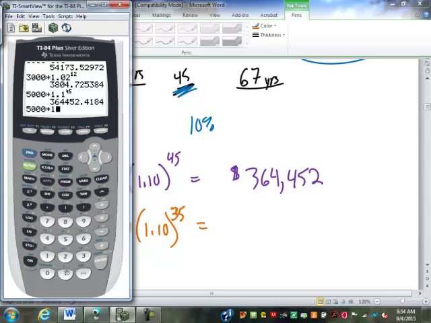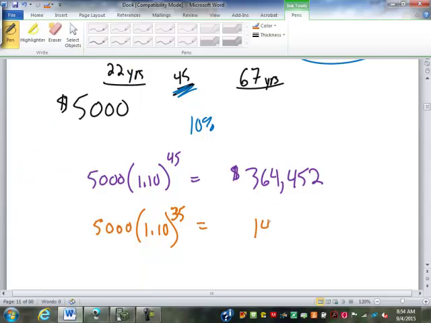Again, before I hit equals, anybody want to guess? $140,512. Less than half, almost down to a third of what you would have got if you did it 10 years earlier.